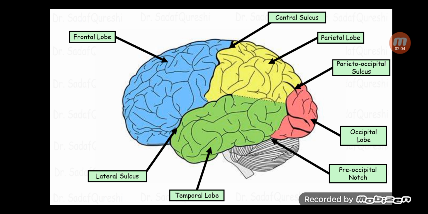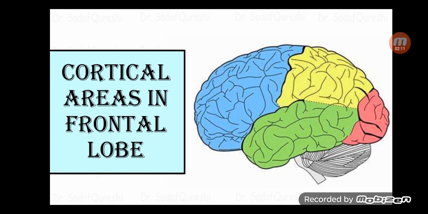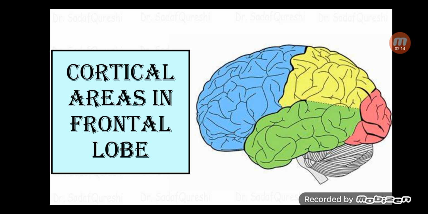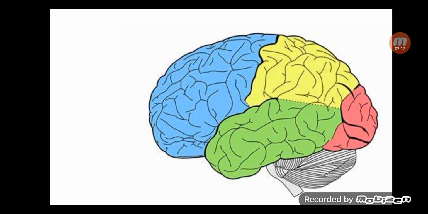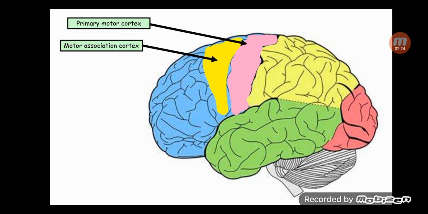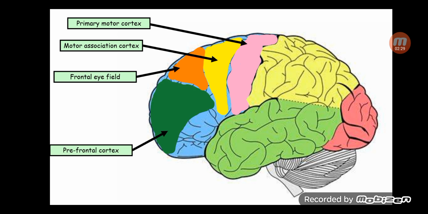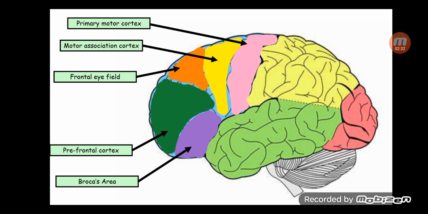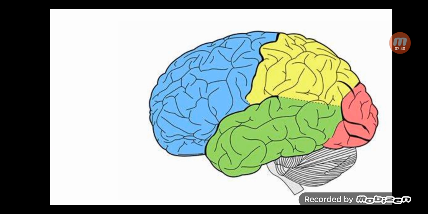Now we will divide these lobes into different functional classifications that are basically called cortical areas of cerebrum. First we will start with the cortical areas in frontal lobe. What are the functional classifications of frontal lobe? We have primary motor cortex region, then motor association cortex, then frontal eye field, then prefrontal cortex, and then Broca's area. So these are the five functional classifications or cortical regions present in the frontal lobe of cerebral cortex.